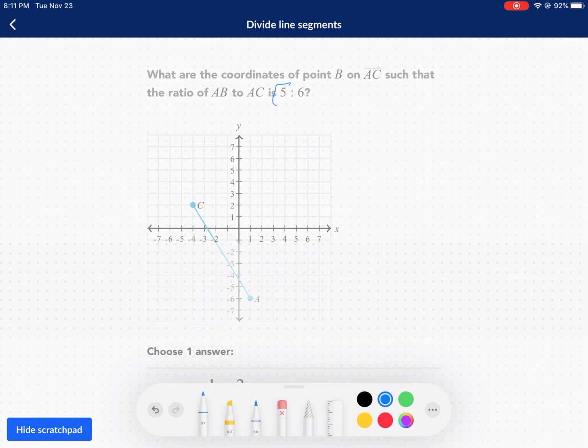First thing I'm going to do is change this to a fraction, not a ratio. So I know if there's 5 pieces over there and 6 parts over there, that's a total of 11 parts. So this is 5 out of 11 fraction, and this is 6 out of 11. So I want the ratio of A to B on the way to A to C. So I need to find, again, horizontal distance and then vertical distance.